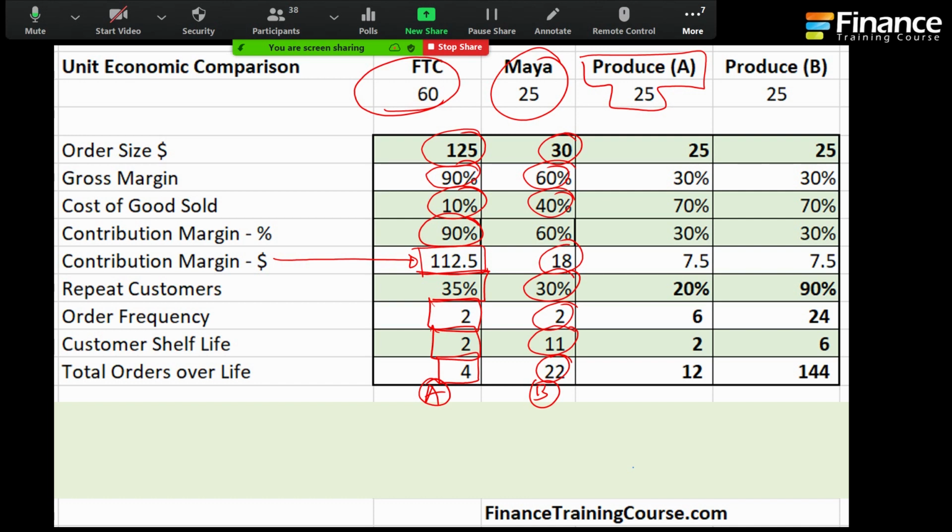So their average order size is very close to Maya's, it's about $25. But their gross margin is lower, it's about 30%. Their cost of goods sold is higher. So they make only $7.50 per order, right?